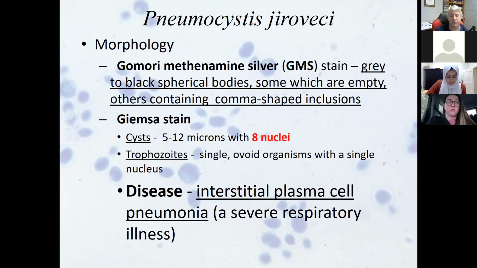And then we see a trophozoite again, which sounds a lot like our parasitology coming up. A single ovoid organism with a single nucleus. Those are definitely something that you'll see with parasites, with cysts and trophozoites. The disease is interstitial plasma cell pneumonia, a severe respiratory illness.